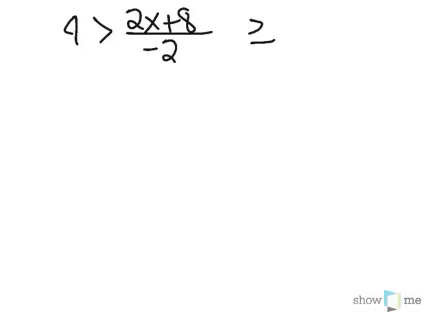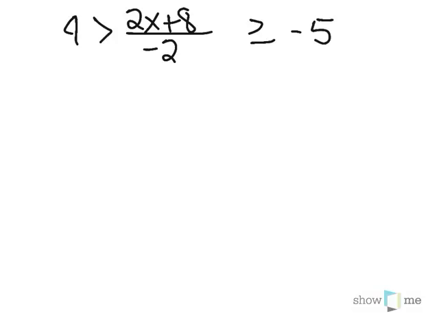Let's look at one more problem, and this one is going to be 4 is greater than 2x plus 8 over negative 2 is greater than or equal to negative 5. Now on this problem, we have two different inequalities, and so there are 3 pieces to our problem. Just like whatever I do to one side, I do to the other, whatever I do to one piece, I must do to all 3 pieces. We still have the same goal of getting the variable by itself. In this case, that's x.